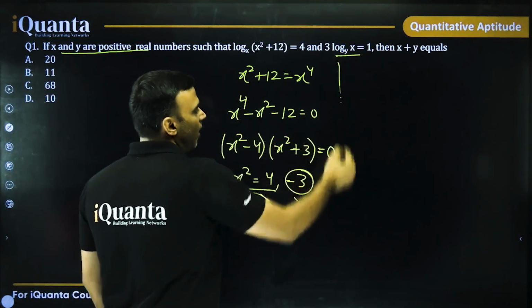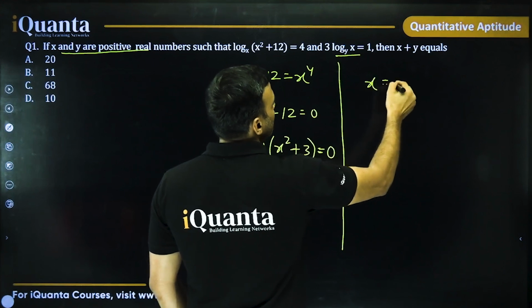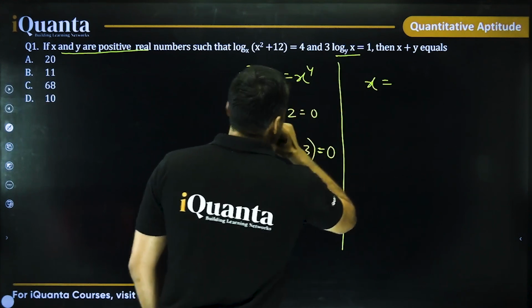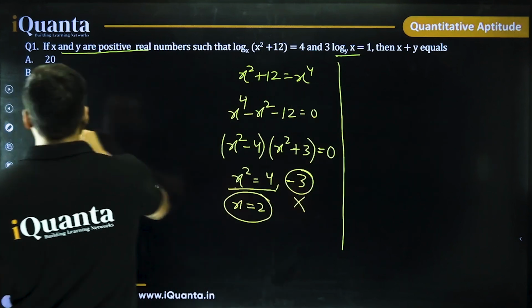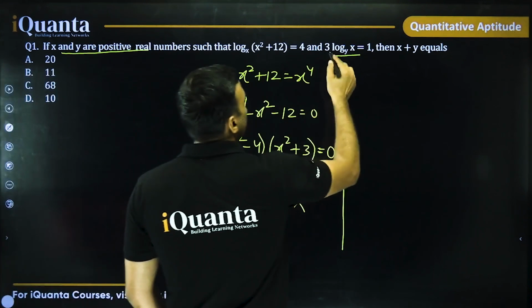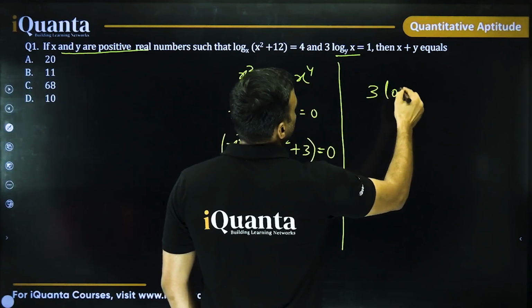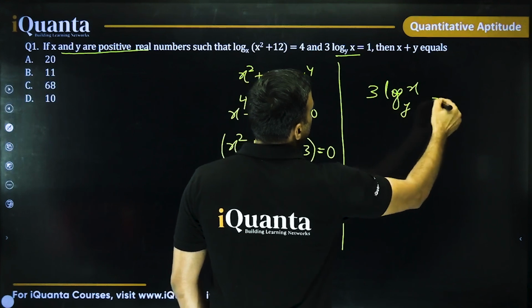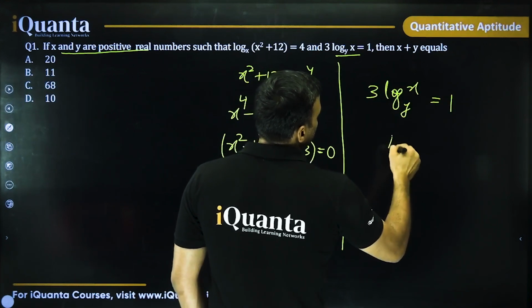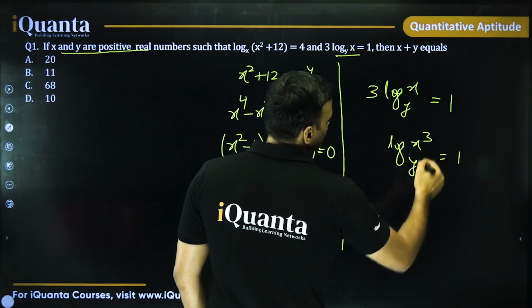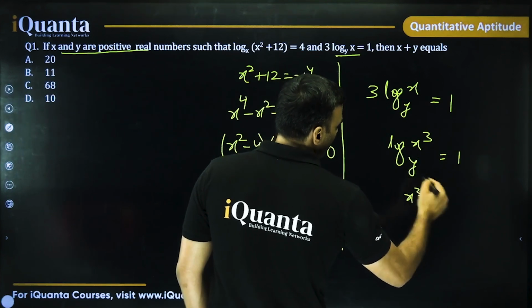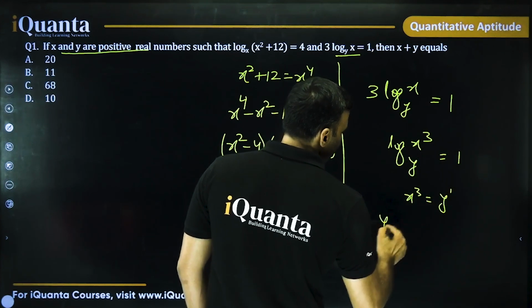If you remove log, you will get x is equal to... this is 3 log x, so first you send 3 inside. If you send 3 inside, say this is 3 log x to the base y is equal to 1. 3 goes inside, it becomes log of x cube to the base y equal to 1. So this x cube is equal to y to the power 1. So basically y is equal to x cube.